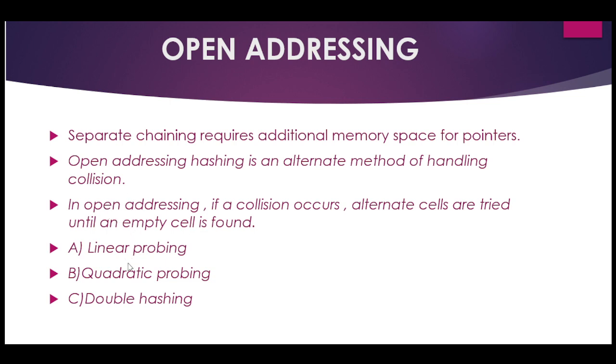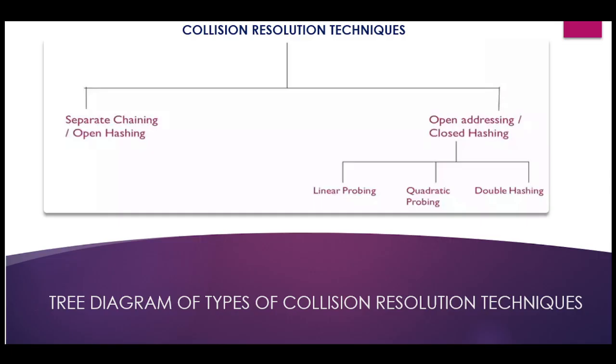We have three types: linear probing, quadratic probing, and double hashing. Open addressing is subdivided into linear probing, quadratic probing, and double hashing. Let us see about linear probing first.